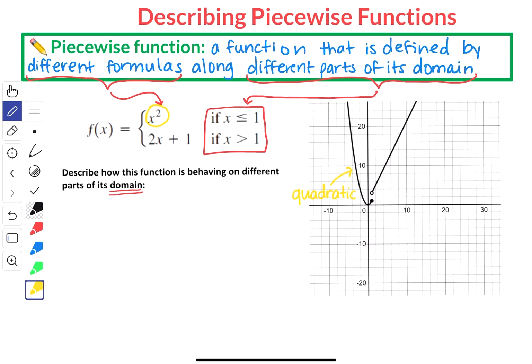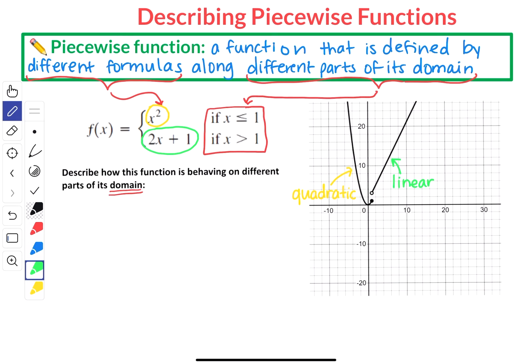And then if I take a look at the second part of our piecewise function, this 2x plus 1, I know that's shown over here. And that one I can tell is just a linear function. So it's just going along a straight line. So I want to make sure that I'm using those two terms as I describe my graph. And I also want to make sure that I'm being very specific about what's happening in the domain when those two parts of the graph are existing.